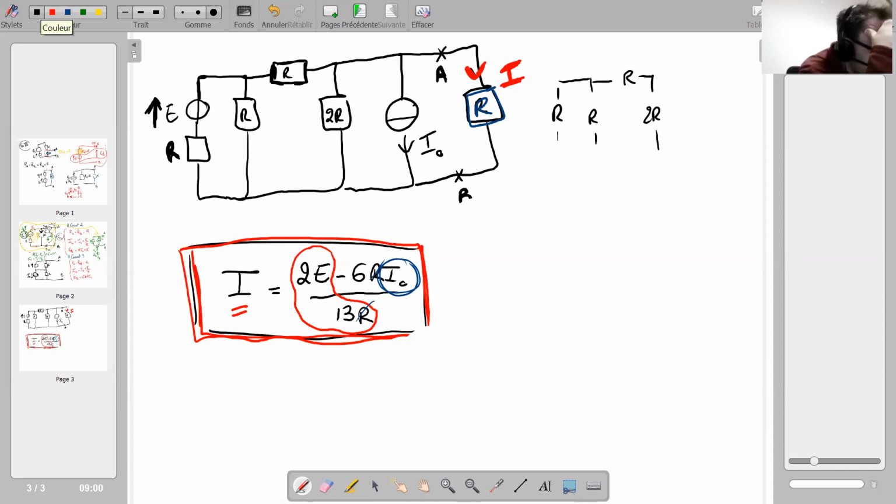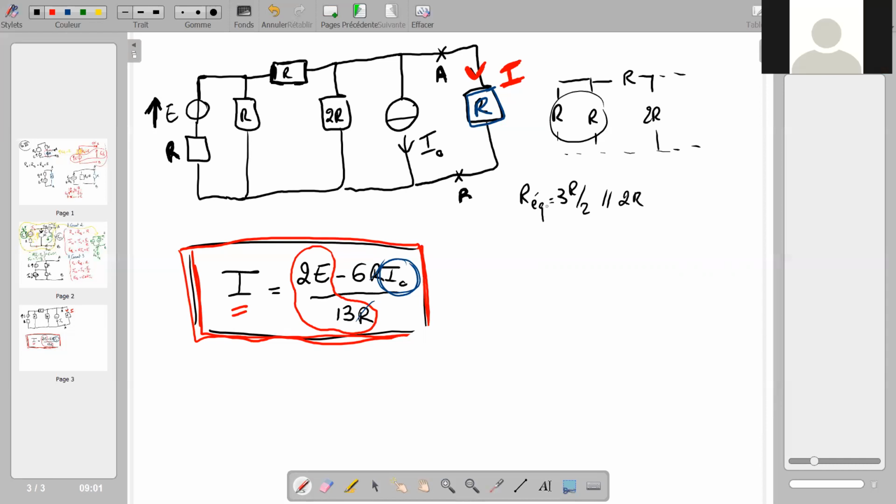So this is what you get, correct? Then you have R over 2 here. So you see R in parallel to 2R. This should be your equivalent resistor, correct? Yeah. And if you go through the calculation, then this is the product over the sum.